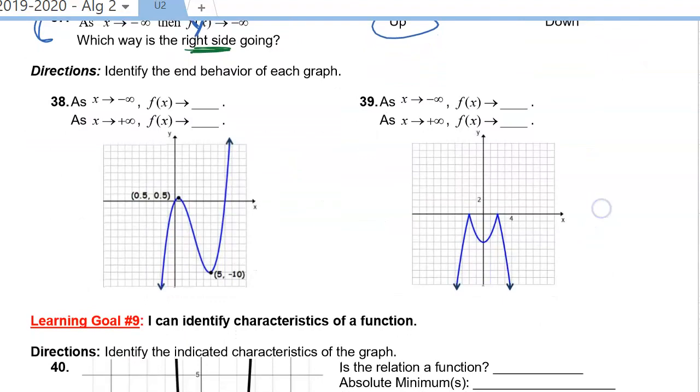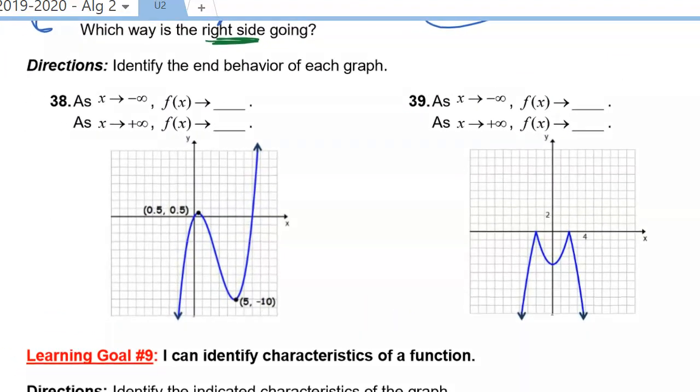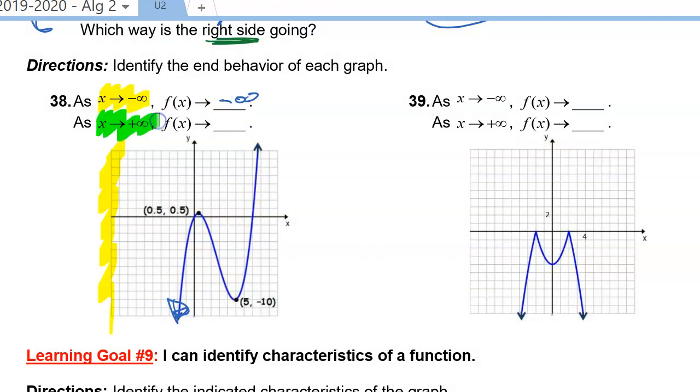Questions number 38 and 39 are what happens when I give you a graph. As x approaches negative infinity, that means what's happening as I go this way. Well, we clearly see the graph is going down, which means it's going to negative infinity. As x approaches positive infinity, that means as this side of the graph, we see the graph is going up, which means to positive infinity.